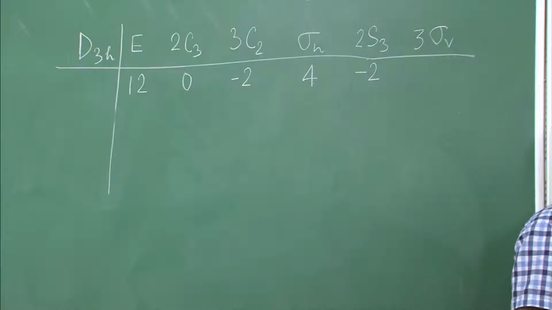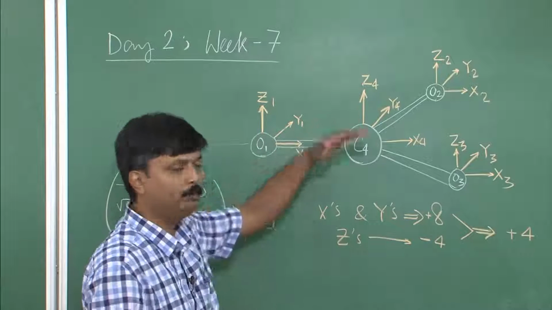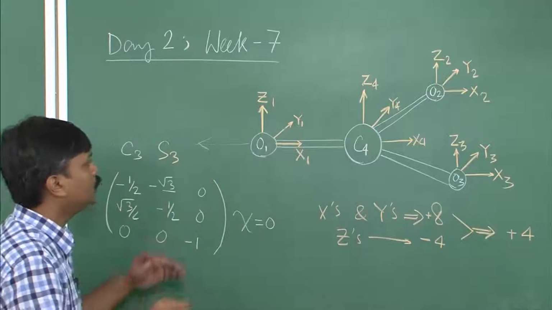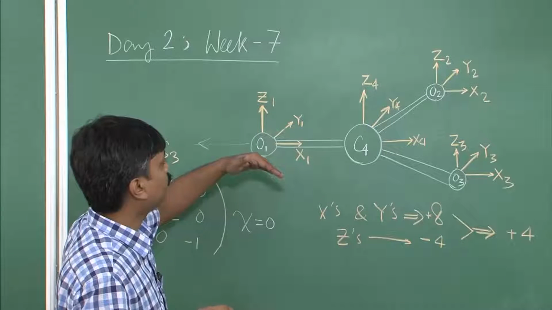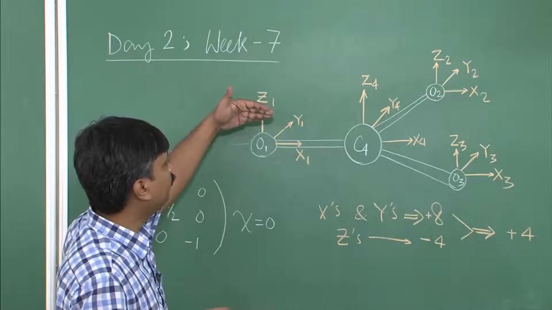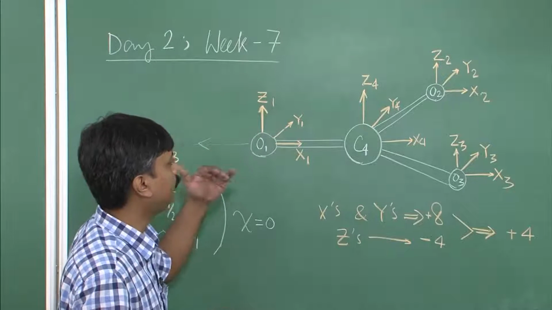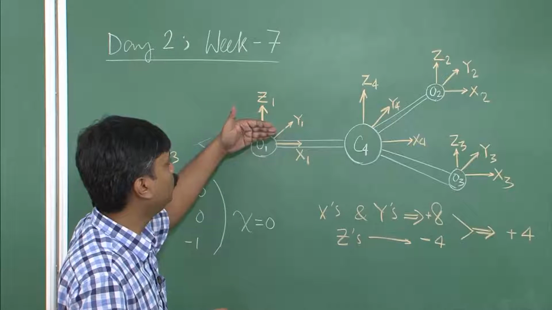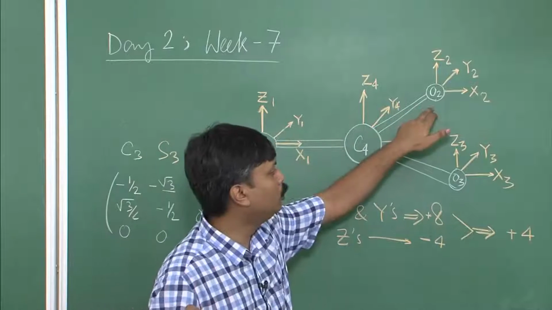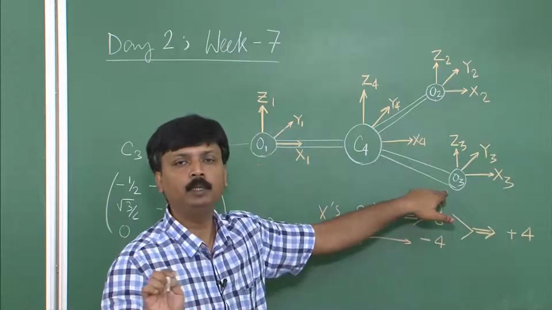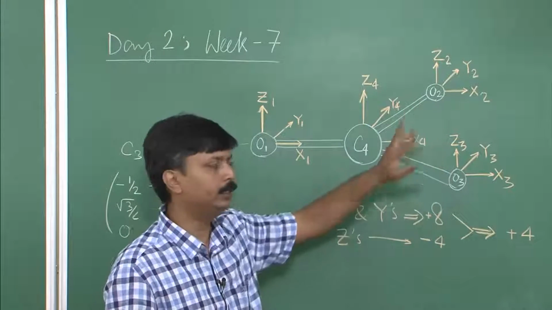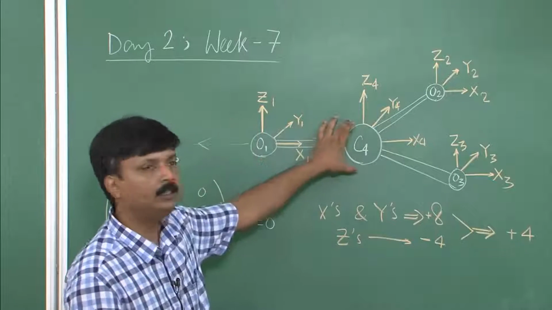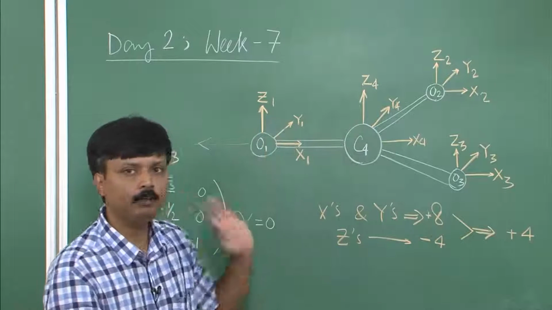Now we consider sigma v. Here also we can choose one of them. So let us take this particular sigma v. Alright. So this contains the xz plane, correct. So what will happen to O2 and O3? They will be shifted completely because they are interchanging. So again I am left with this O1 and C4, correct, and their basis vectors.